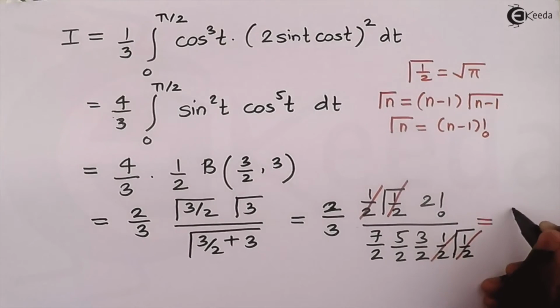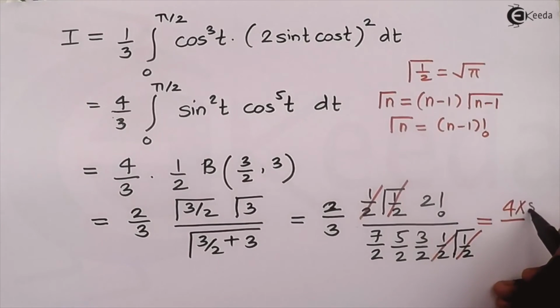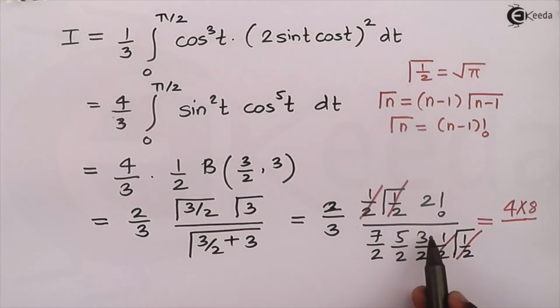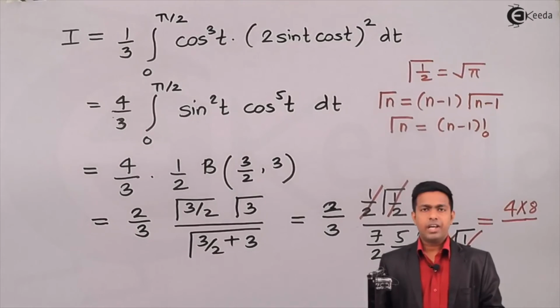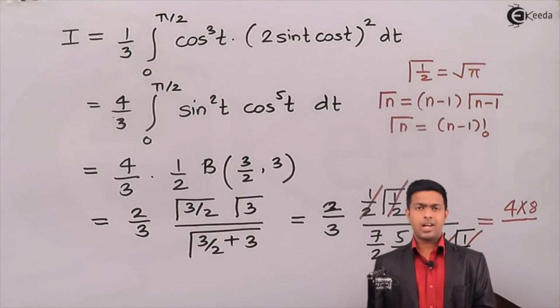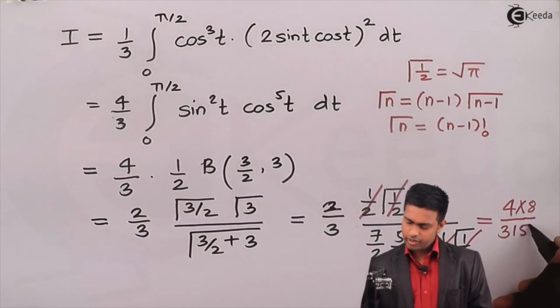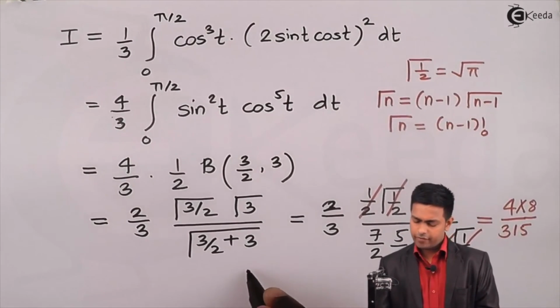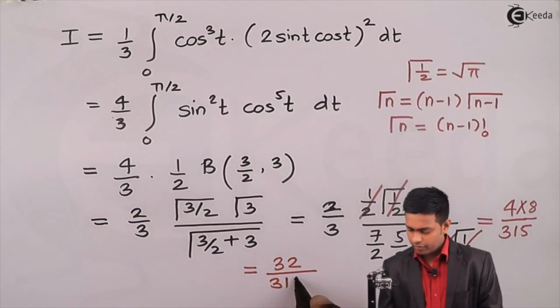So this term will be 4 upon, here this 2 into 2 into 2, that is 8, will go in the numerator. We will get 4 into 8, that is 32, and in the denominator we will get 3 into 7 into 5 into 3. So if you calculate this manually or on calculator, you will get this as 315. So it means we will get the final value as 32 upon 315.